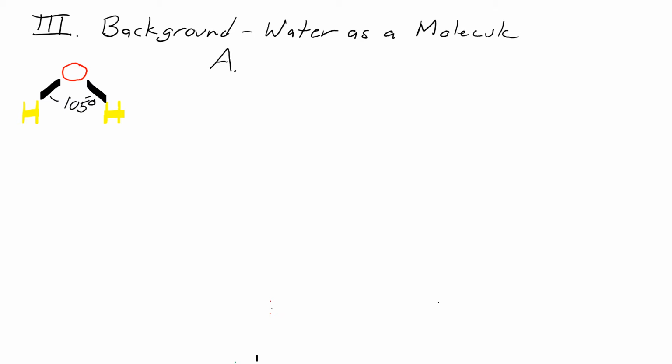So the first thing that we can think about with water in terms of how it behaves as a molecule, let's start with the most obvious thing, is that it's small, like most molecules. In fact, it's just a little smaller than one angstrom. An angstrom, if you remember this from your physics or chemistry class, is 1 × 10⁻¹⁰ meters.